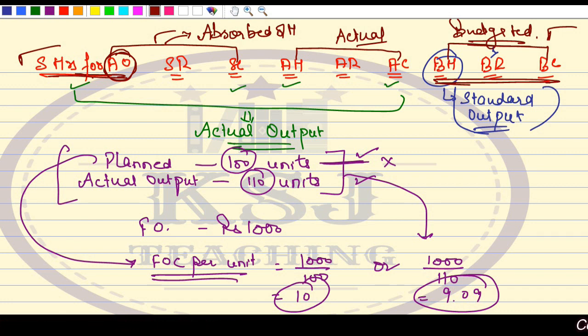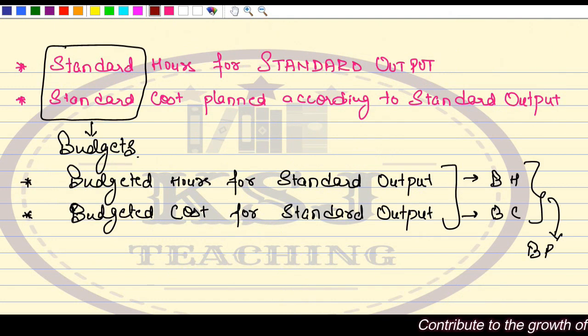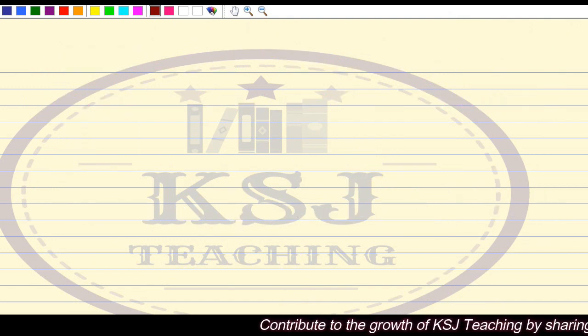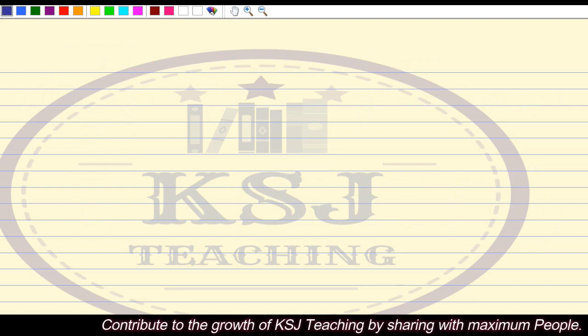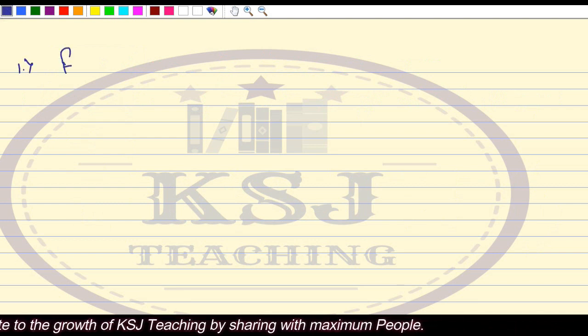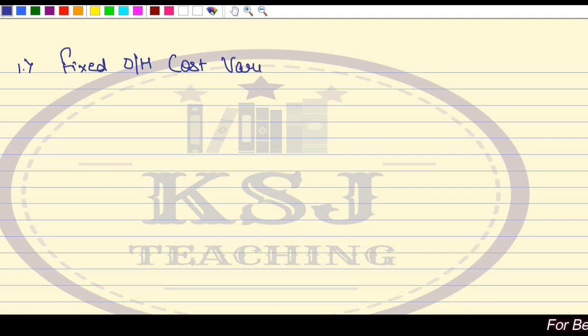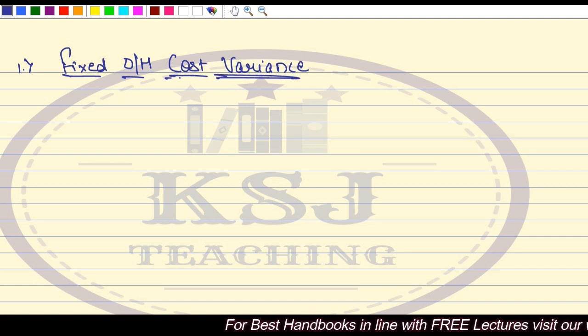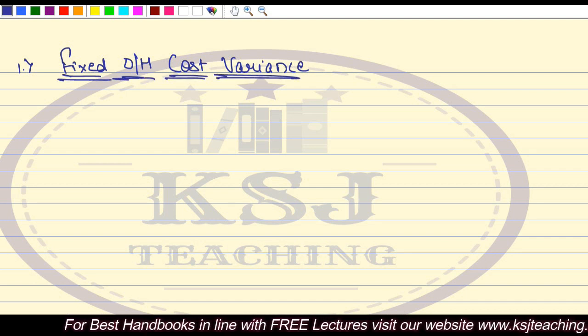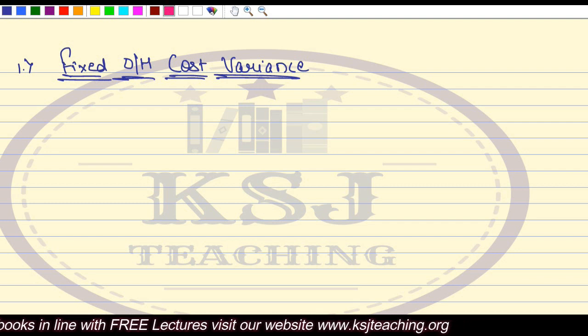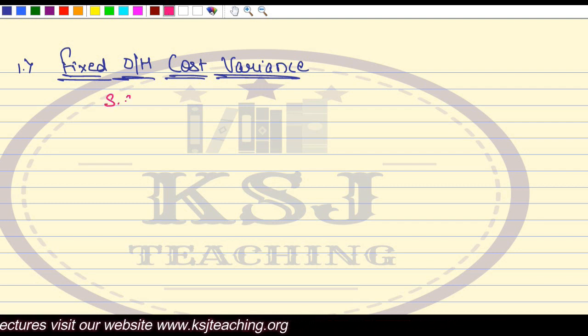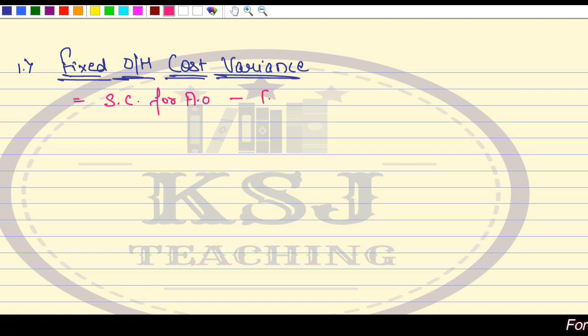Right? Now, let's see the first 3 variances. The first variance is fixed overhead cost variance. Right? So this is the first variance, that is fixed overhead cost variance. Now this remains as we have already studied, that is standard cost for actual output minus actual cost.